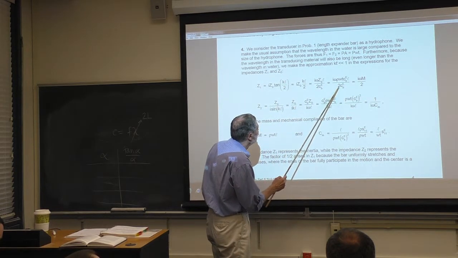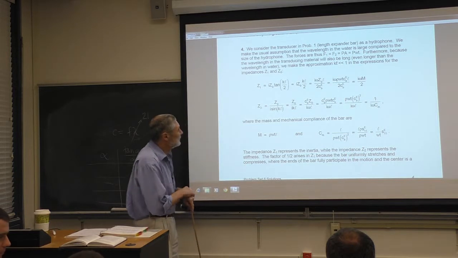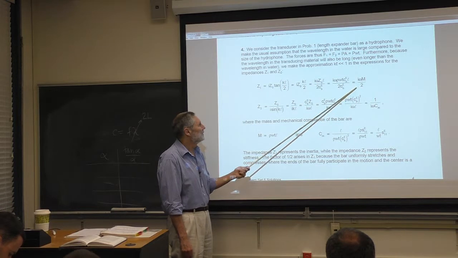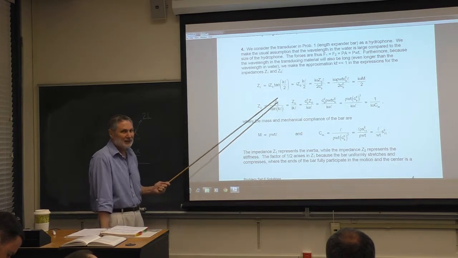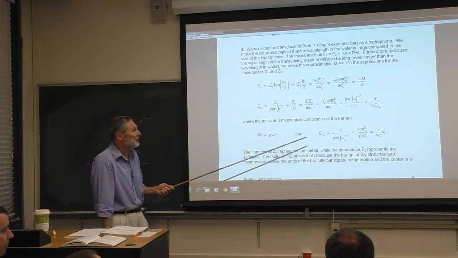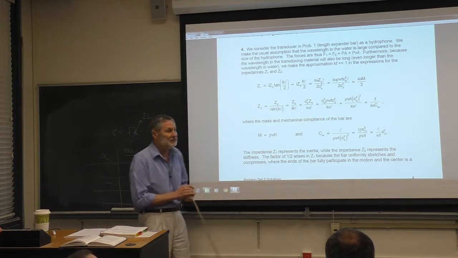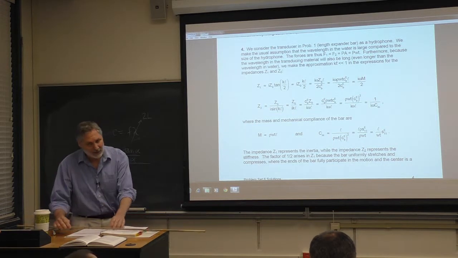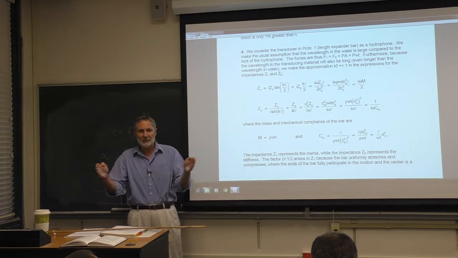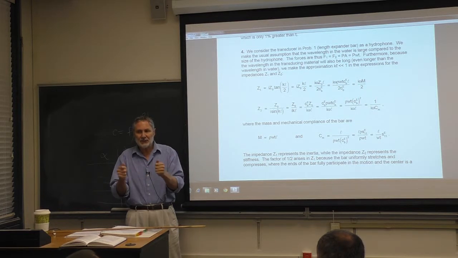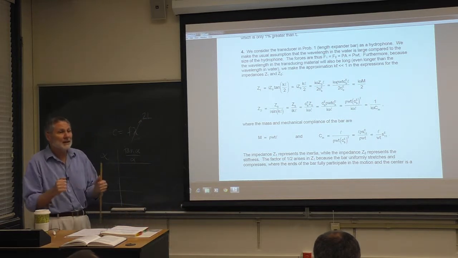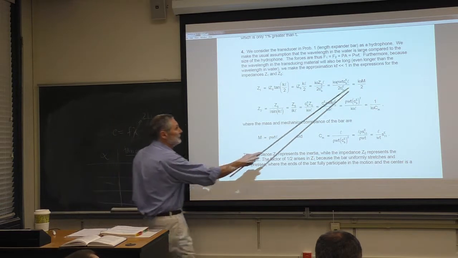Now we get a kind of a mess here, but if you stare at this for a while, you'll see that it's actually quite simple. Look at that. It's an inductor equivalent to the mass, but it's half the mass. It's not i omega m, it's half the mass. And that's not a mistake. The reason, I think, is that the bar is going like this. Not all of the mass is participating in the motion, right? There's a node right here. So I think half the mass is, on the average, participating in the motion. And that's why that factor of 2 is there.